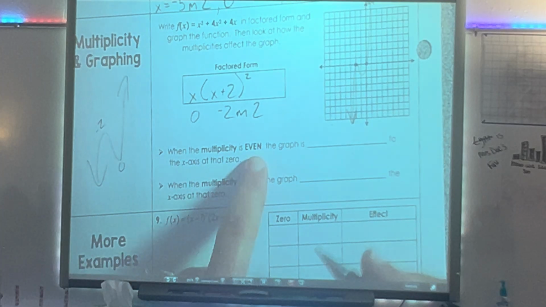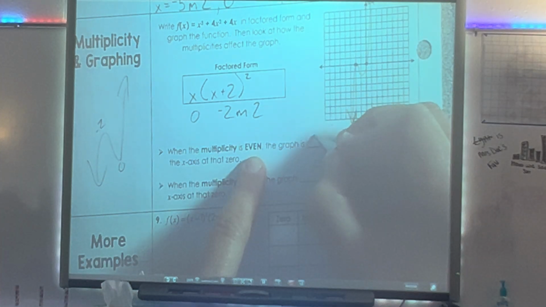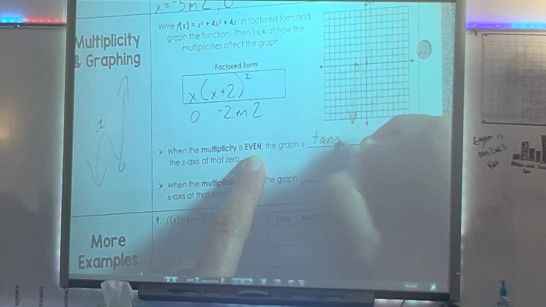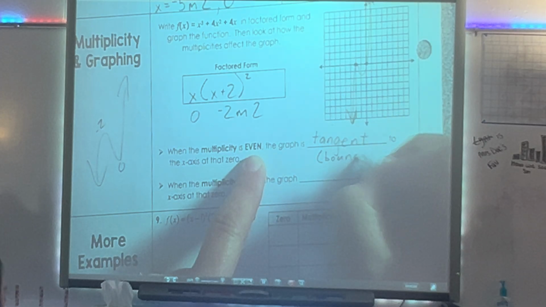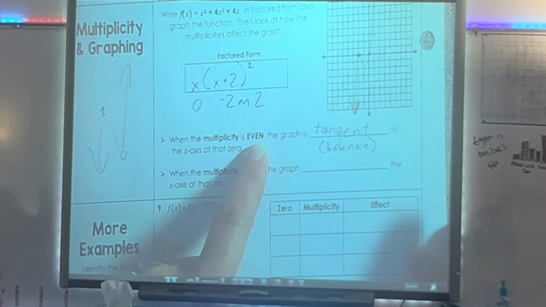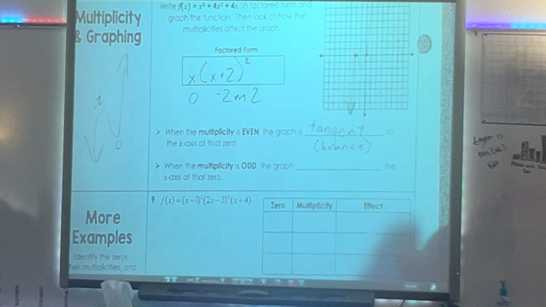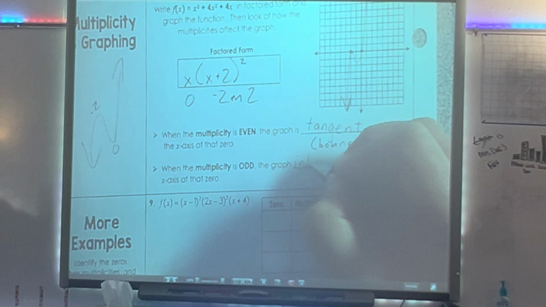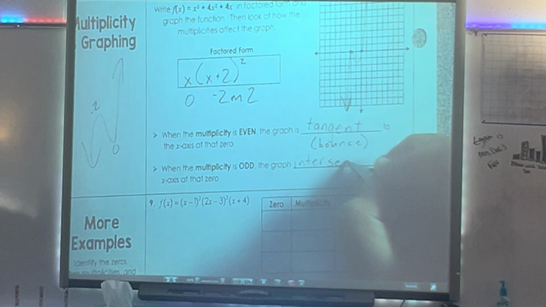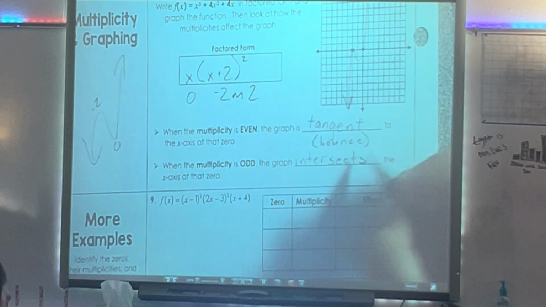Okay, so if it's an even multiplicity, then it is tangent to the axis line. I usually let y'all use the term bounce. It bounces at the axis line. If it has a multiplicity that is odd, then it intersects or goes through. That makes sense to y'all?